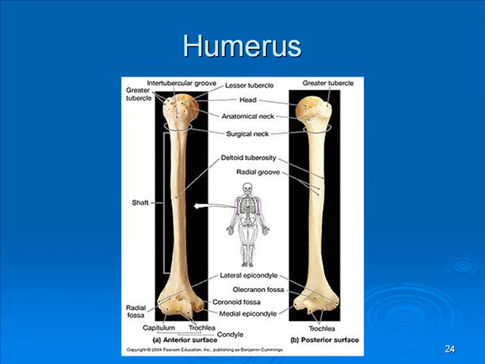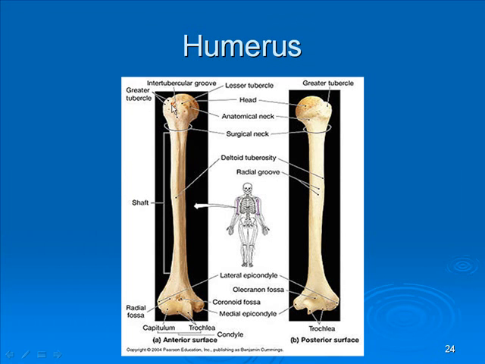Now, this is a humerus bone. This is the long bone of the upper extremity. As you can see, again, there are a number of bony landmarks here. You should be able to recognize this bone, and there are some key features that will help you to recognize this as the humerus bone.